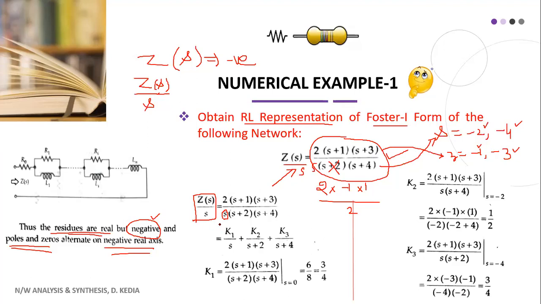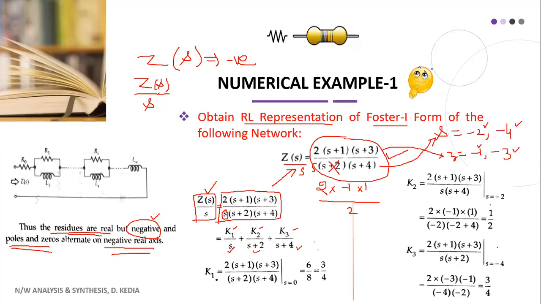Okay, so if you obtain the partial fraction for this one, that is ZS by s, you have three factors. One is s, another is s plus 2, another is s plus 4. And these k1, k2, k3 are the constants. We have studied partial fraction in Laplace transform. Now we have to obtain the values of k1, k2, k3. And k1, k2, k3 are nothing but the residues of ZS by s.